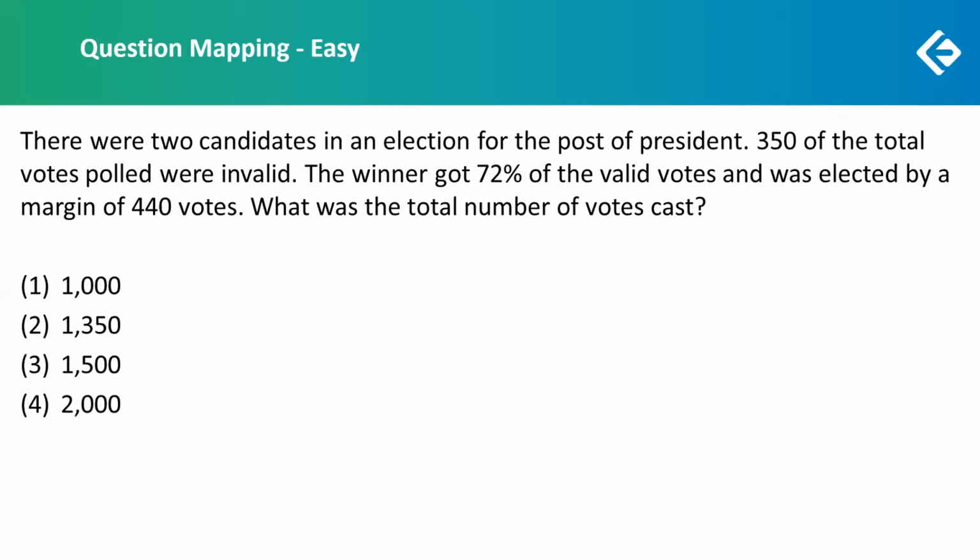So we could have found the value of x. We could have found the total number of valid votes, added that to the total number of invalid votes to find out the total number of votes cast. Very easy question, should not have been missed.